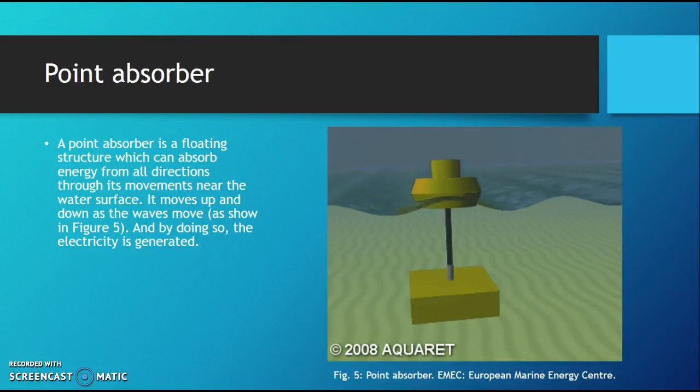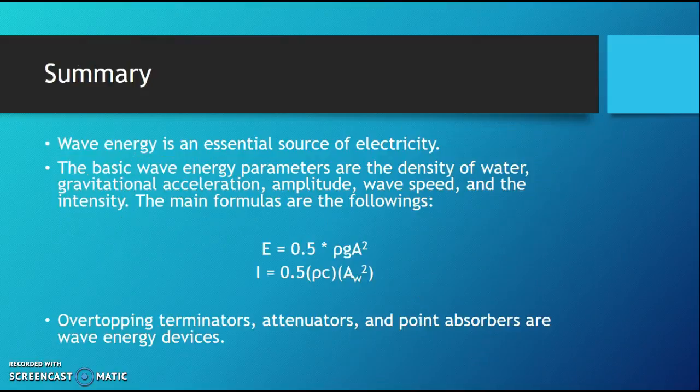A point absorber is the third example, and it is a floating structure which can absorb energy from all directions through its movements near the water surface. It moves up and down as the waves move, as shown in figure 5, and by doing so, the electricity is generated. The intensity of the produced power depends on the resistance between the 2 separate parts of the device, and in order to extract the most possible power, the resistance must be adjusted to achieve maximum energy conversion efficiency.